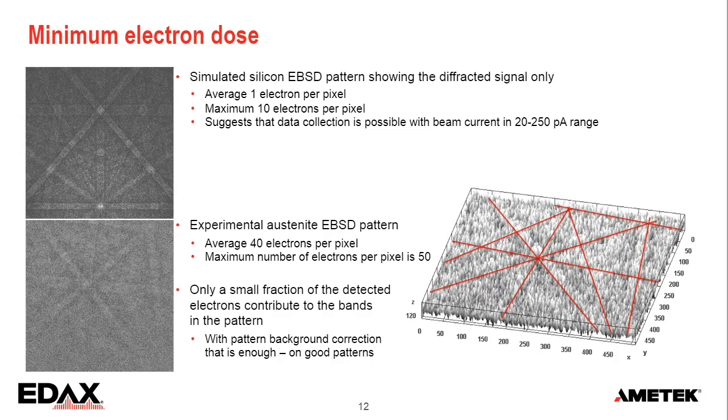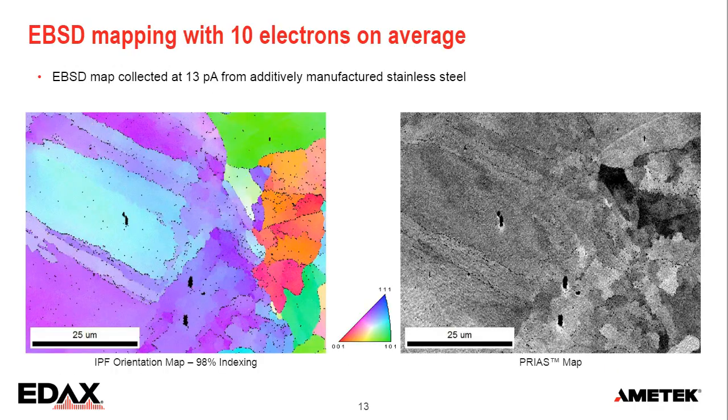So the material has to allow you to get this signal to noise or this band signal on top of the background. And when we do that on a good sample, this is on a steel, then we can just collect EBSD data with 13 picoamp. So you can work with very low currents, very narrow beams, where we just have 10 electrons on average per pixel in the entire pattern, and we can get good results.